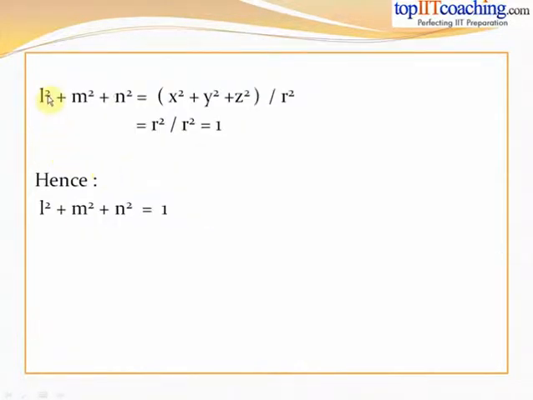Thus, if we add all these terms, l square plus m square plus n square is equal to x square plus y square plus z square divided by r square. But we also know that x square plus y square plus z square is nothing but r square. So, r square by r square is equal to 1, and thus we can say that l square plus m square plus n square is equal to 1. Thus, the sum of the squares of the direction cosines is equal to 1.